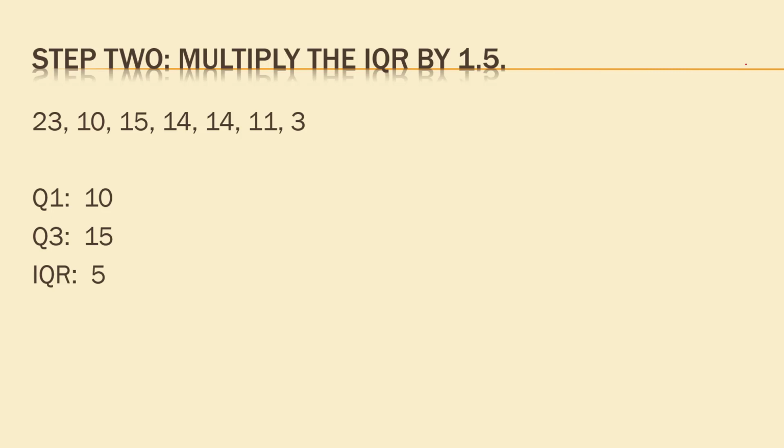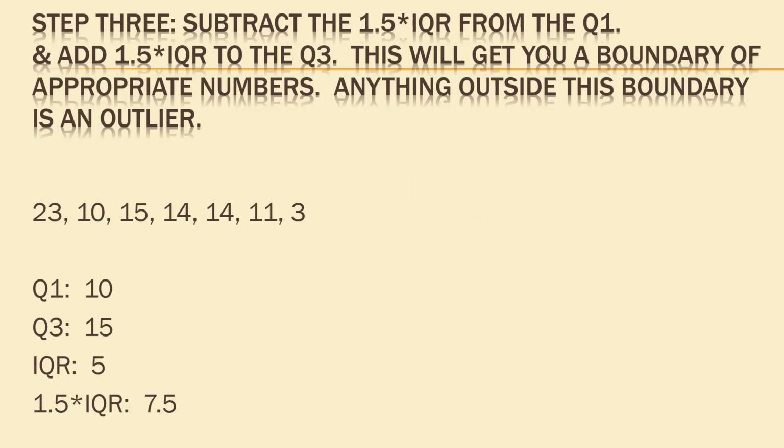Now that we've determined what the IQR is, we are going to multiply the IQR by 1.5. So we multiply 5 times 1.5, and that equals 7.5. 7.5 is the value we use to adjust our Q1 and Q3 to determine if there are outliers. So, step 3: subtract the 1.5 times IQR.